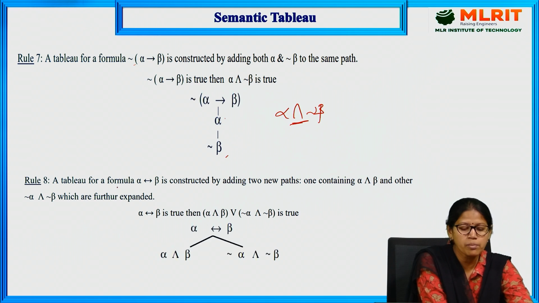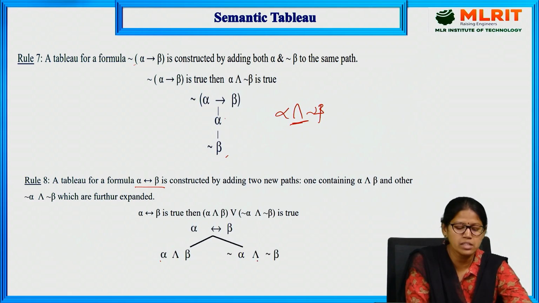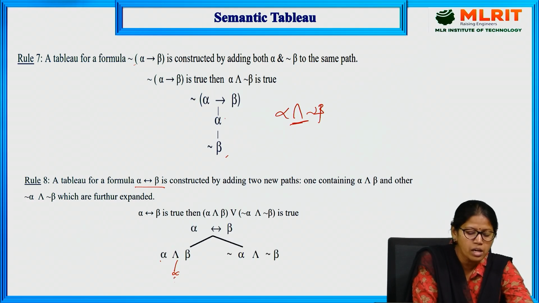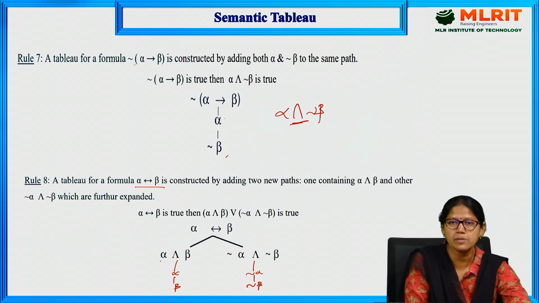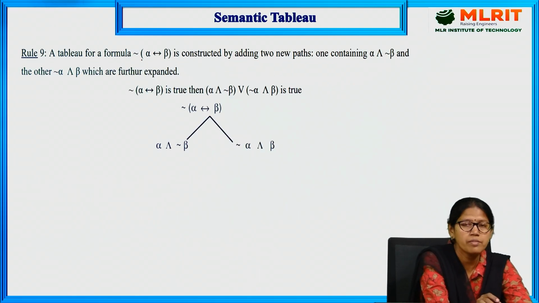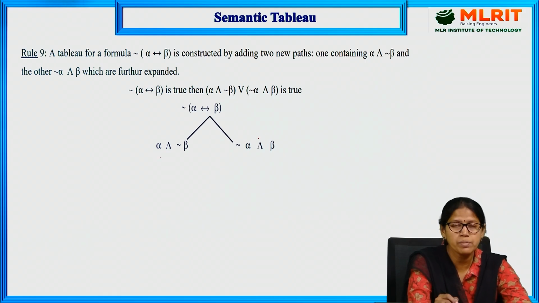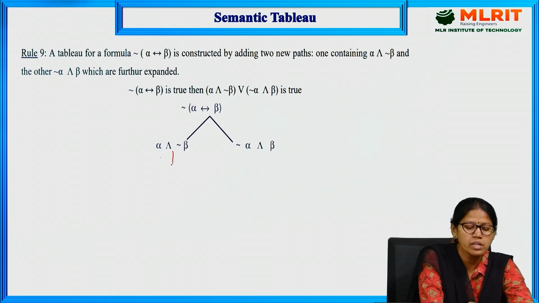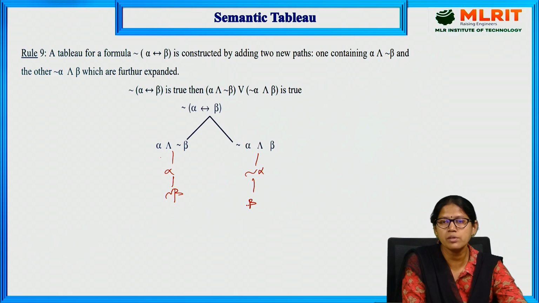A tableau for a formula alpha equivalent to beta: it is alpha and beta in one path, negation alpha and negation beta in another path. Next, the last rule: if it is a negation of alpha equivalent to beta, then it is alpha and negation beta in one path, negation alpha and beta in the other. So here alpha, negation beta; negation alpha, beta. These are the 9 rules which are used to construct the semantic tableau for the given formula.